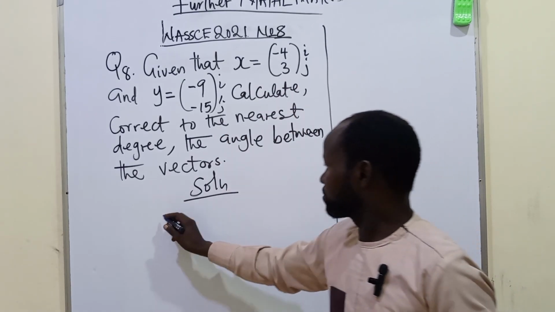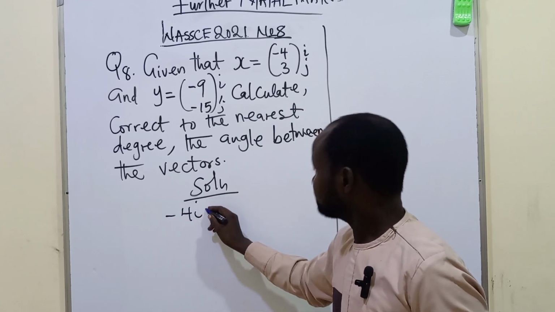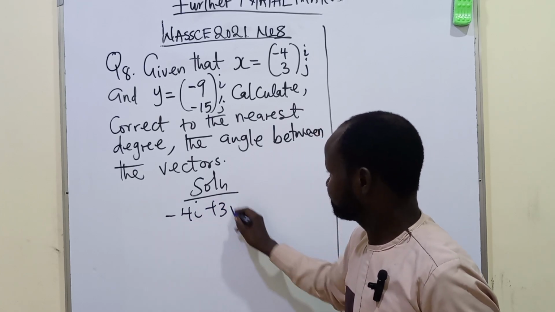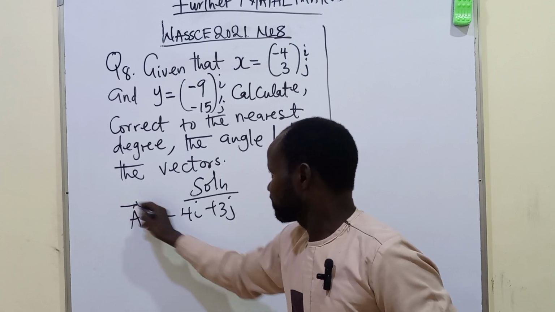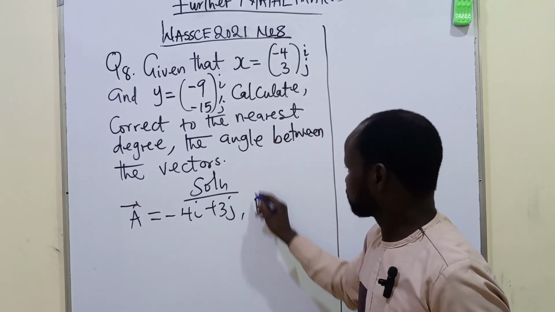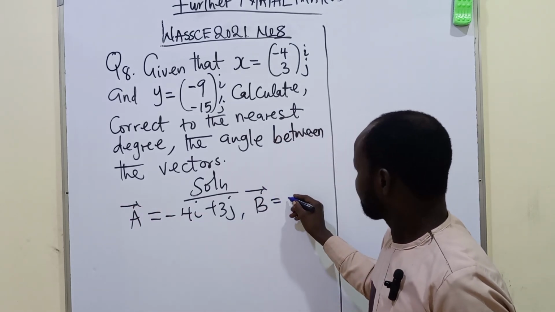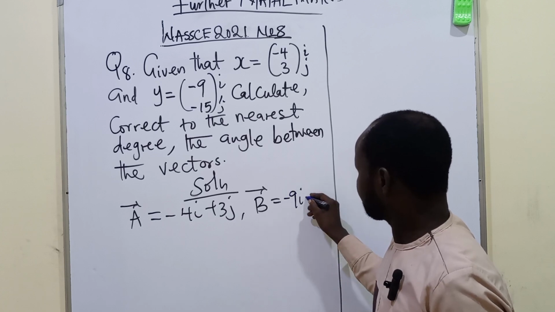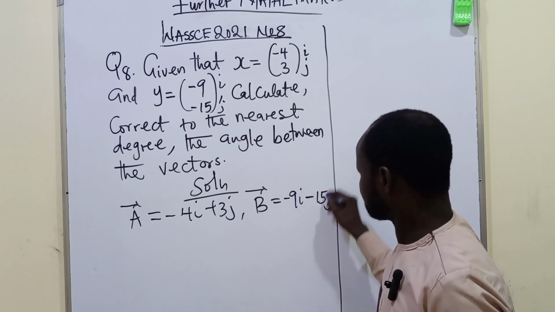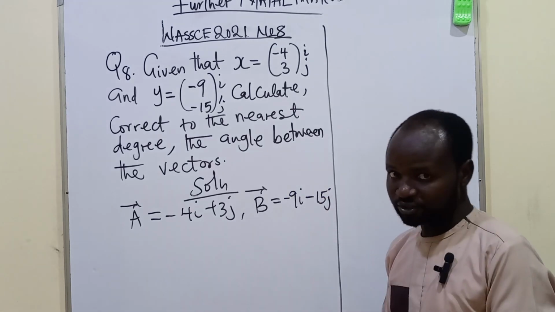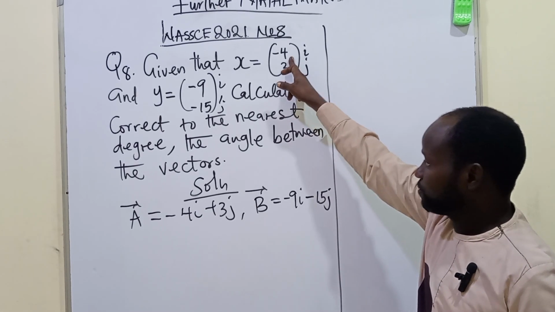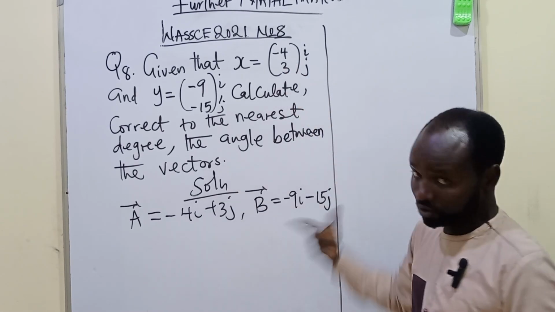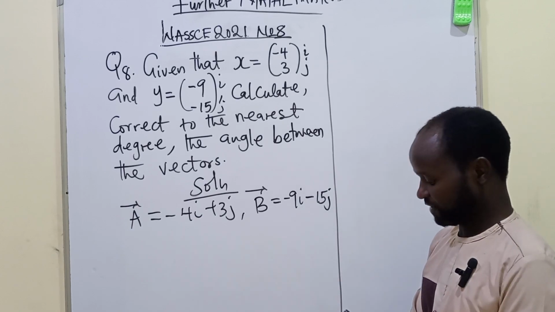So this will be -4i + 3j, and let's declare this as vector A. Vector B now will be -9i - 15j. This is now in coordinate form. Here is column form, then here is coordinate form of representing vectors.